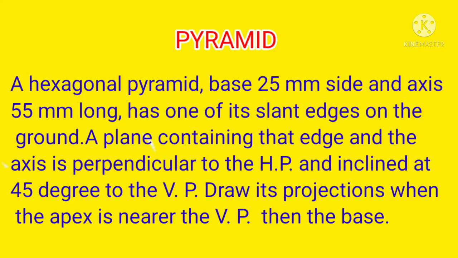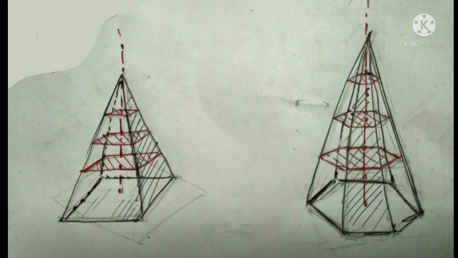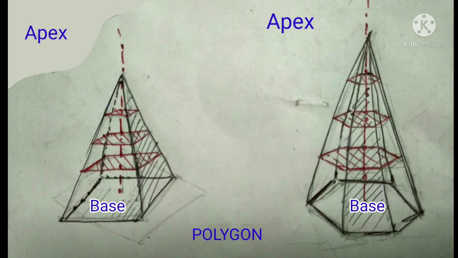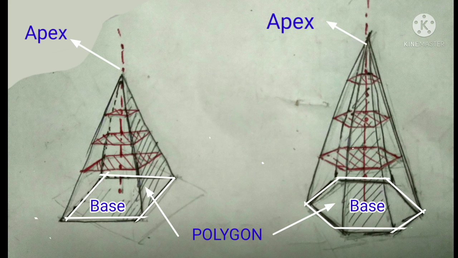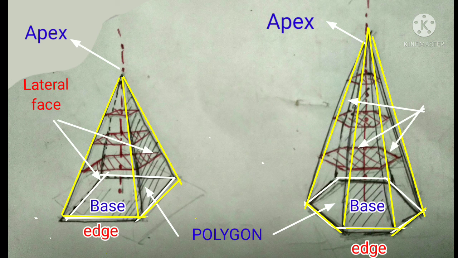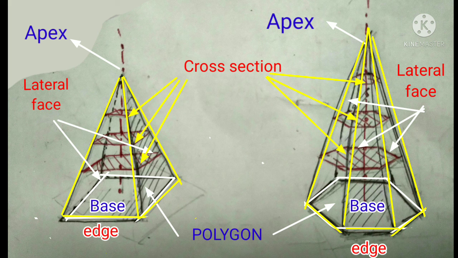Before we start the problem, we need to know about the shape of the pyramid. A pyramid is a conic solid with a polygonal base. In geometry, a pyramid is a polyhedron formed by connecting a polygonal base and a point which is called the apex. Each base edge and the apex form a triangle called a lateral face. If we cut the cross section along its axis, we see that the cross section gradually decreases.